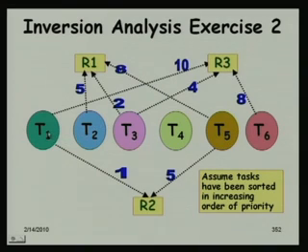Will T1 undergo inheritance related inversion? No, it is the highest priority and we can't have a situation another task is waiting, isn't it? Another task with higher priority waiting. What about T2? It will undergo due to T5 and also T3 and also T6.